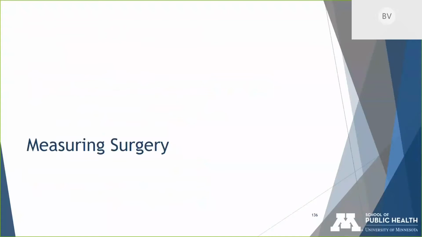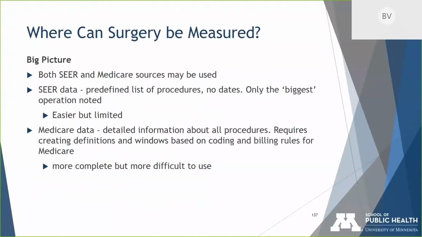With that in mind, let's move into each of the 3 types of cancer-directed therapy that we discussed. So first, let's focus on measuring cancer-directed surgery. If we step back and look at the big picture, where can surgery be measured in this data? You really have two options, but they're measured in different ways. Both SEER and Medicare sources could be used and are often used to understand cancer-directed surgery that individuals receive.